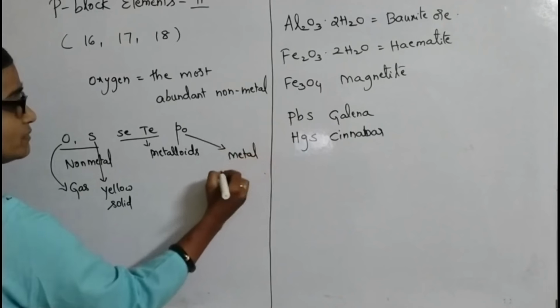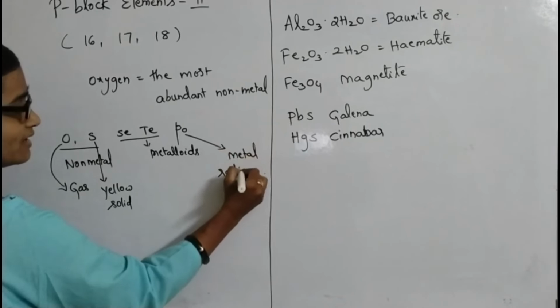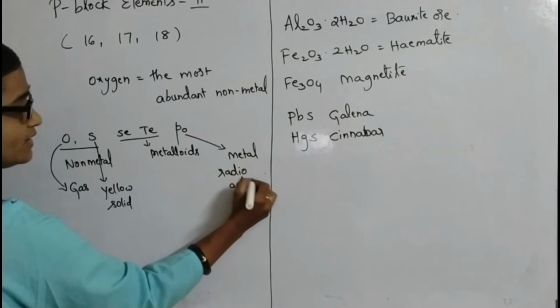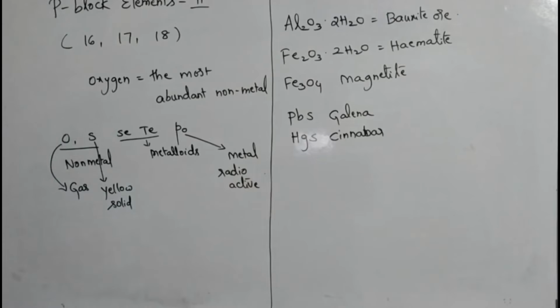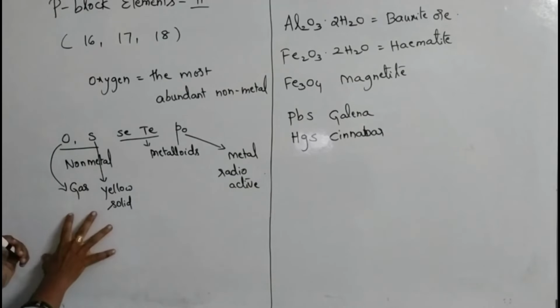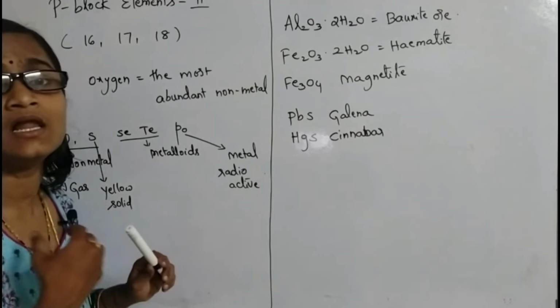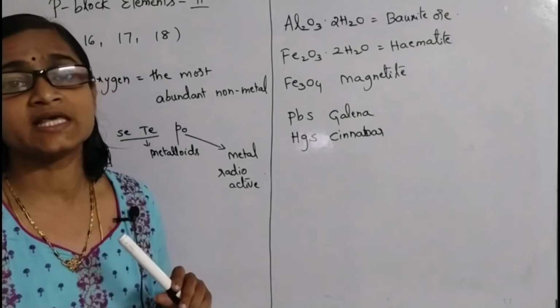Okay, which is considered to be what? A radioactive metal. Polonium is a radioactive metal. Okay, so this is the physical characteristics, the physical existence of the 6A group elements.